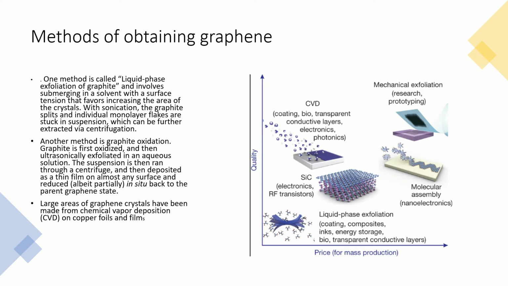So on this slide we have a plot of quality versus price and some of the applications that these have. I didn't cover some of these, like this silicon carbide one, but that's basically where you grow graphitic layers from sublimating silicon carbide wafers at very high temperatures, which also produces quite a bit of graphene.